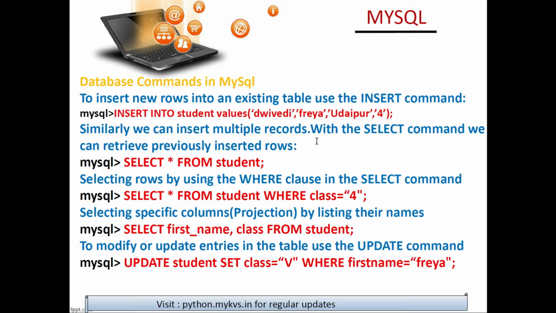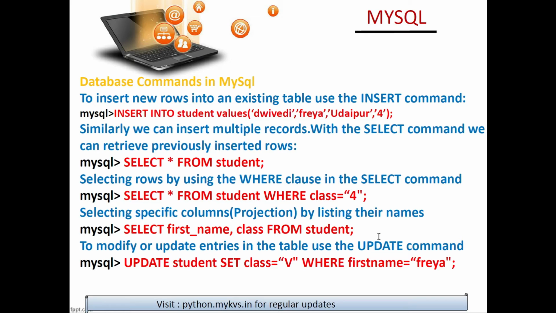Okay, and selecting specific columns by listing their names. Suppose you want to see only the first name and class from the student table. So what will happen? You need not give star. Star means all the fields will be included. Then select first name comma class from student. What will display? Only the first name and the class columns will be displayed.